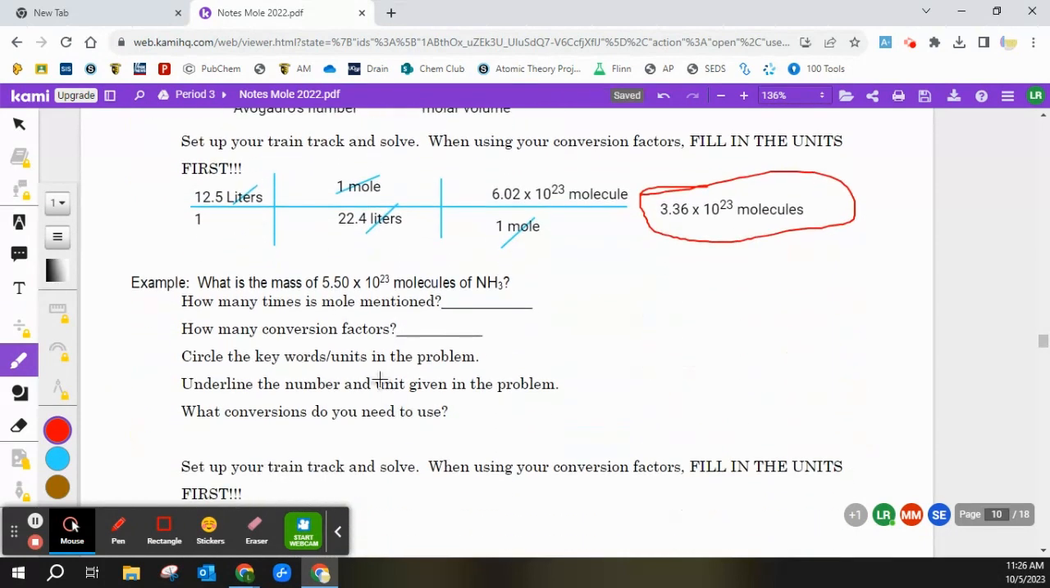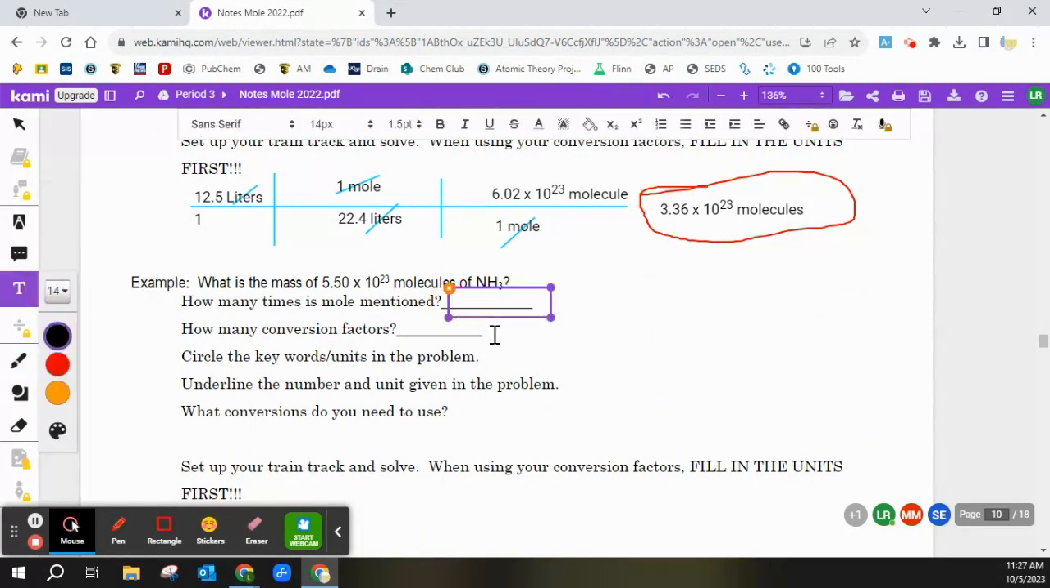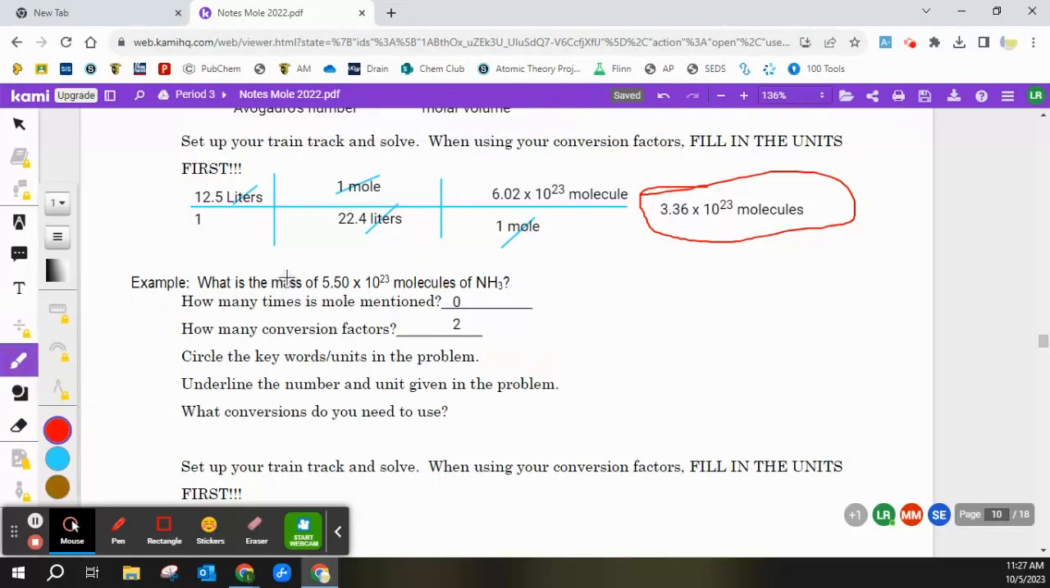Okay, another example. What is the mass of 5.50 times 10 to the 23rd molecules of NH3? So how many times is mole mentioned? 0, which means we need 2 conversions. So now we need to look at the problem and look at the units. Mass, molecule. Those are the 2 units that are going to give us the keys, give us the clue as to what conversion factor to use.